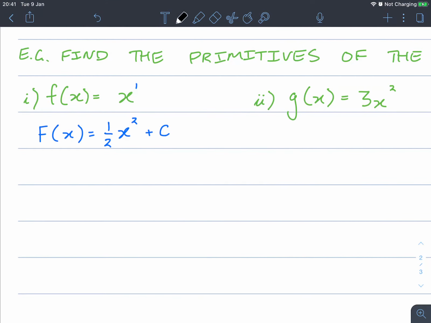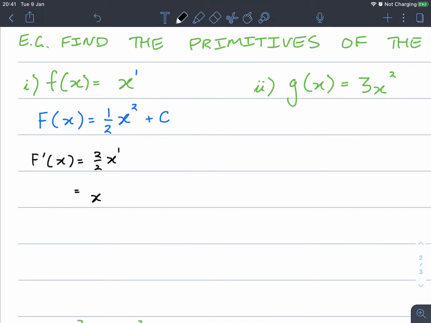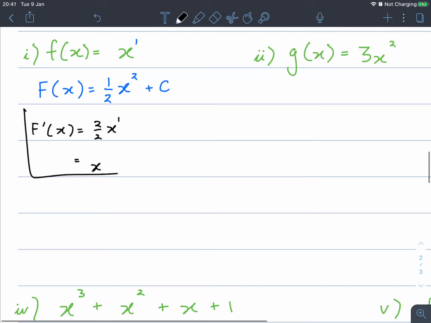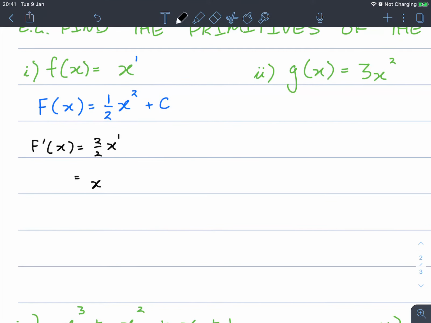We can always test if this is correct. If we derive this, capital F prime of x is equal to, the 2 comes down, so 2 over 2 x, and we reduce the power of 2 by 1, giving us x to the power of 1, which is what we started with. This one in black is only a test that I do just to check if my solution is correct.